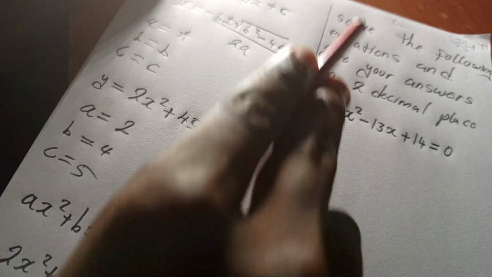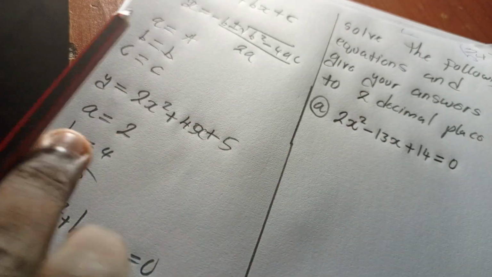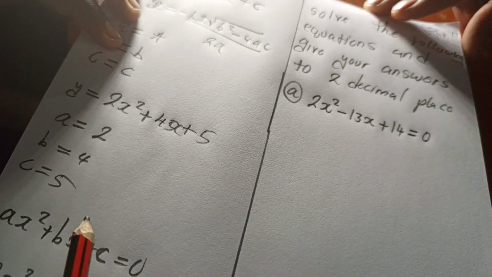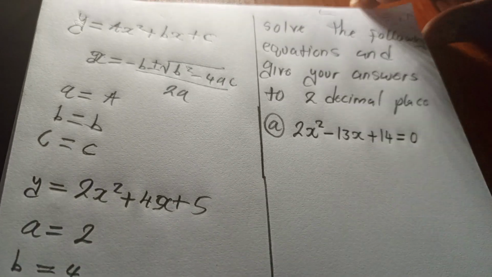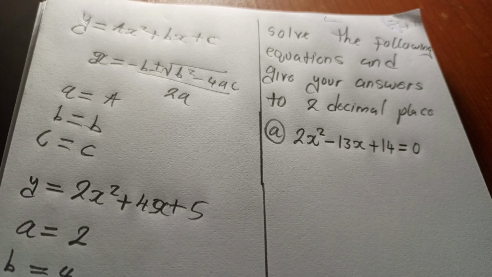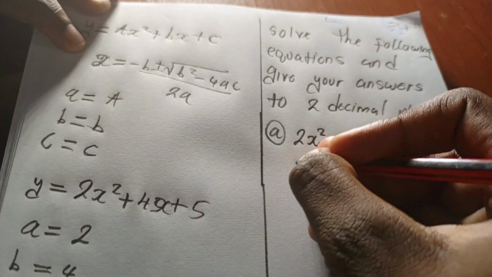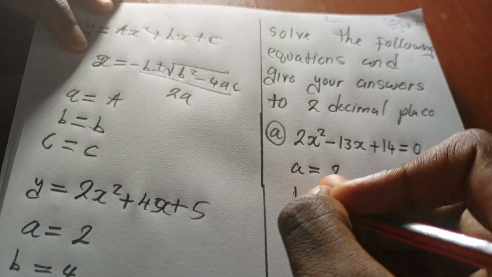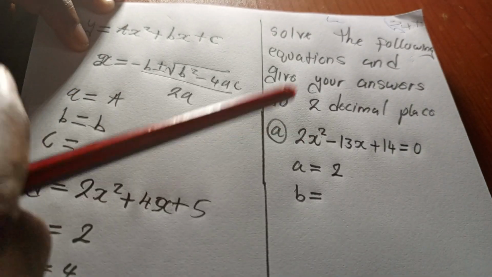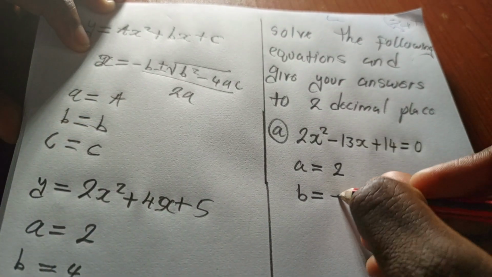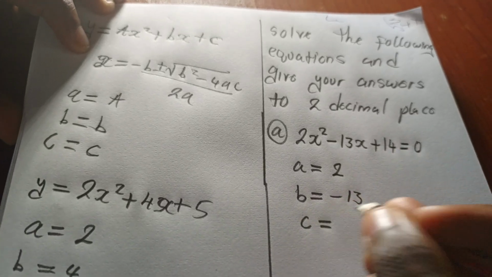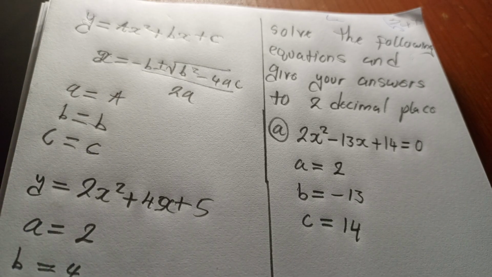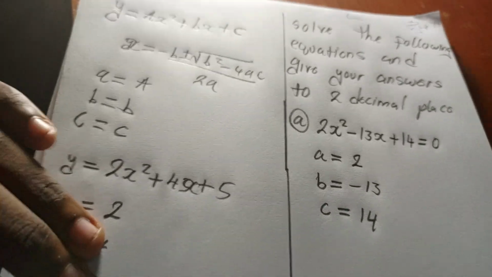Now let's solve the following equation and give your answers to 2 decimal places. I have this equation here: 2x squared minus 13x plus 14 is equal to 0. We first have to identify our a, b, and c. As we said, our a has x squared, so our a there is 2. Our b, mind you, don't forget the signs, is negative 13, and our c is 14. So we have identified our a, b, and c, and now we can use the equation to find the x values.